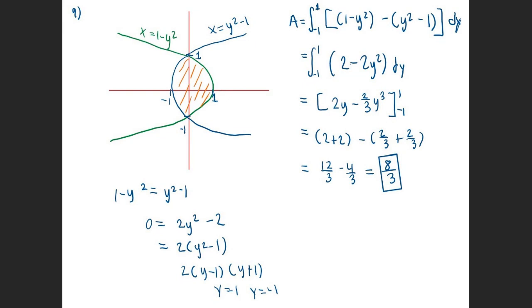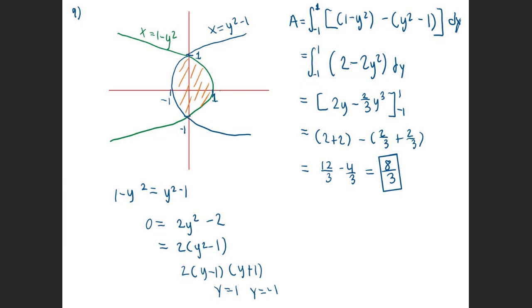So for this one, first I set the equations equal to each other to find the points where they cross. So I set 1 minus y squared equal to y squared minus 1, and I combined them into one function. So 0 equals 2y squared minus 2, and then I factored and got 2(y minus 1)(y plus 1), and y equals 1 and negative 1. So I can evaluate the integral.